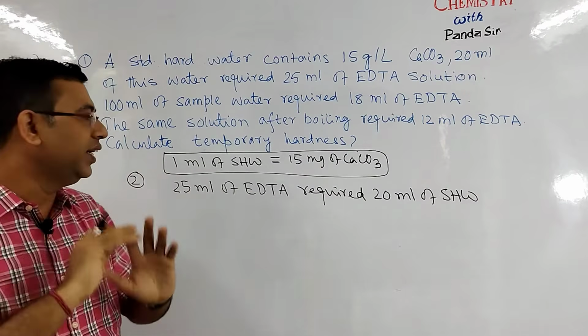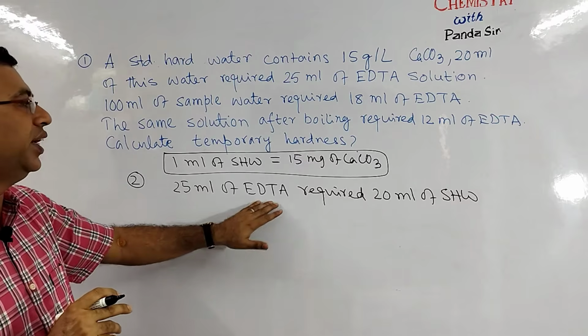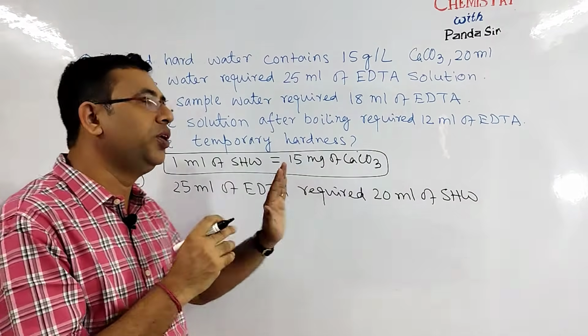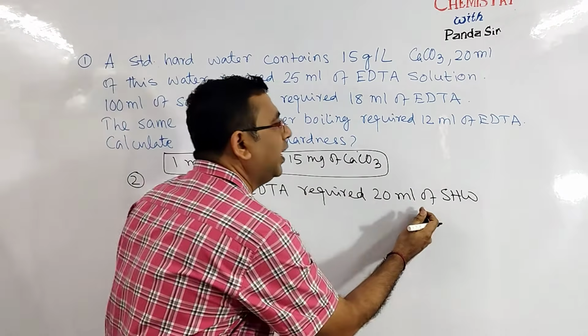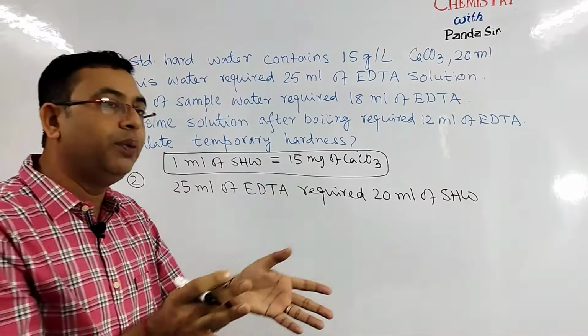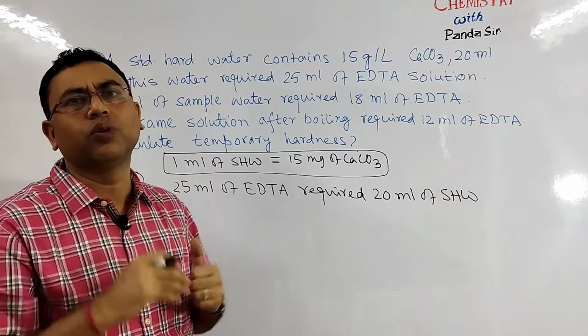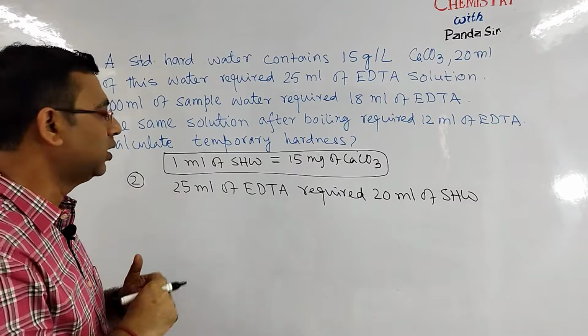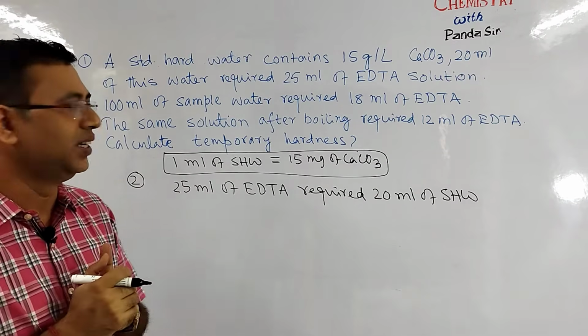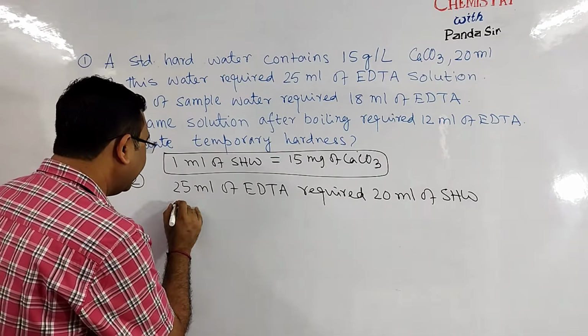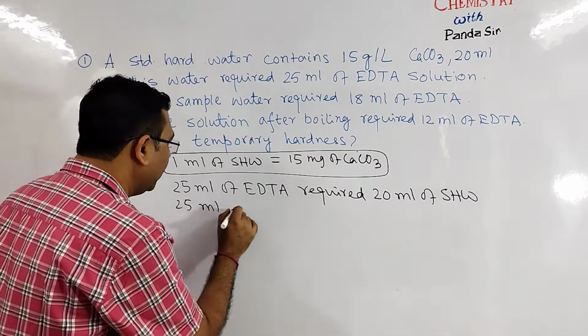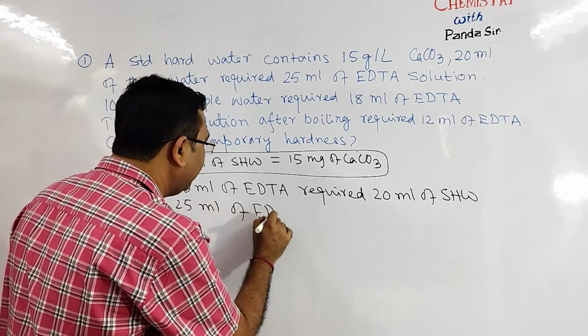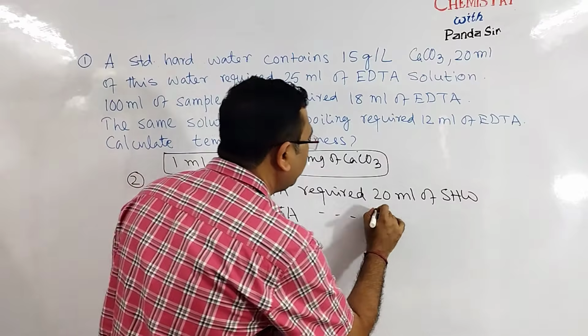So better you write that 25 ml of EDTA required 20 ml of standard. So EDTA on the left hand and standard hard water on the right hand. It will help you to make the calculation easy. So can I write that 25 ml of EDTA required 20 ml.